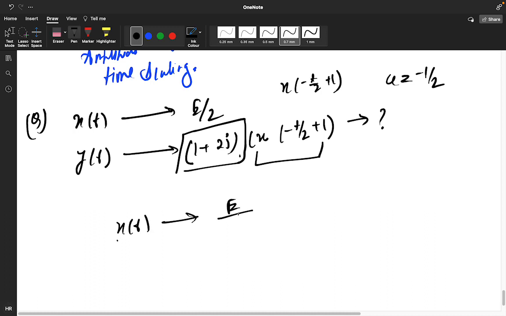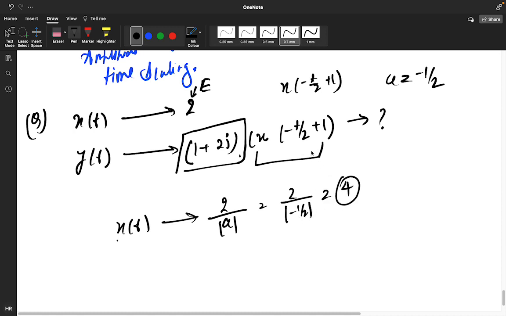So what is the new energy you will get here? Actually here the energy is given as 2. Okay, it's not E by 2, the energy is given as 2. So what will be the new energy? 2 divided by mod a. And what is mod a? Mod a value is 1 by 2. 2 divided by 1 by 2, that will go upside. It will give you 4. So the energy of this is 4.